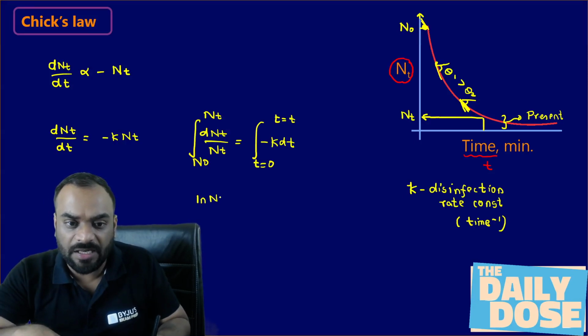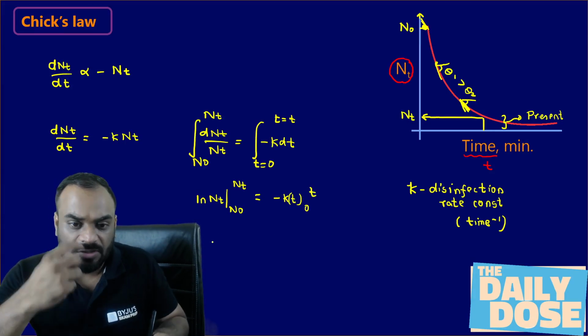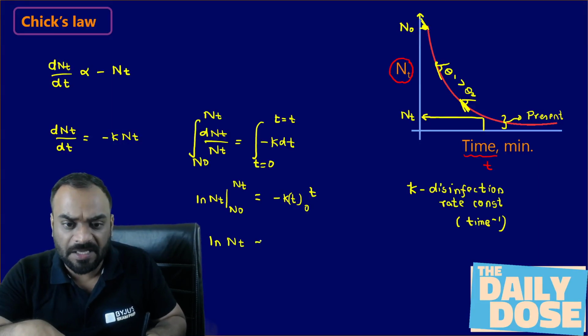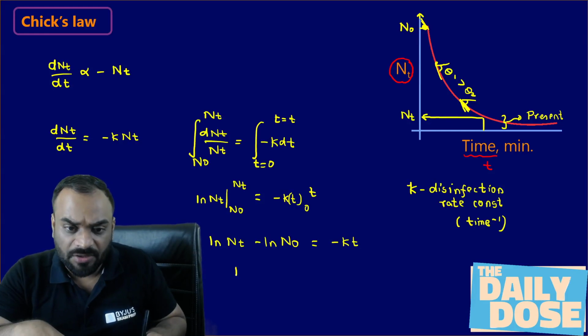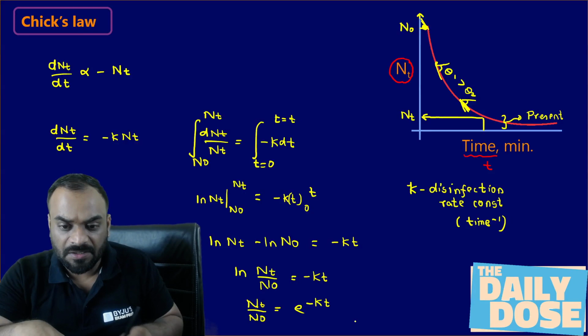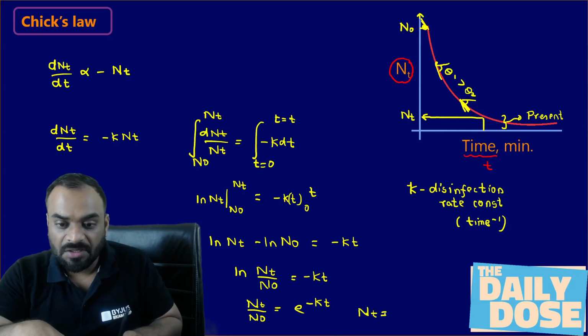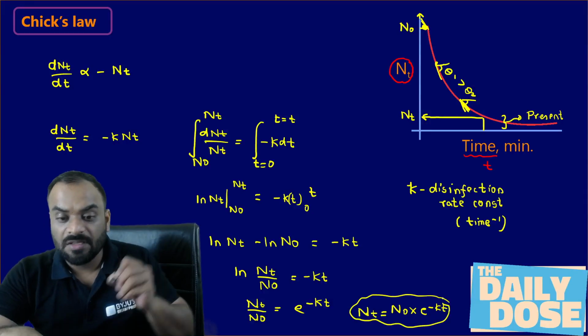We can write here ln Nt, with limits N0 to Nt, is equal to minus k times t, with limits 0 to t. So ln Nt minus ln N0 is equal to minus k times t. Our equation will be ln of Nt divided by N0 is equal to minus k times t. So Nt by N0 is equal to e raised to the power minus kt. So as per Chick's law, the number of microorganisms present after time t is Nt equal to N0 into e raised to the power minus k times t. And this is the relation recommended by Chick's law.